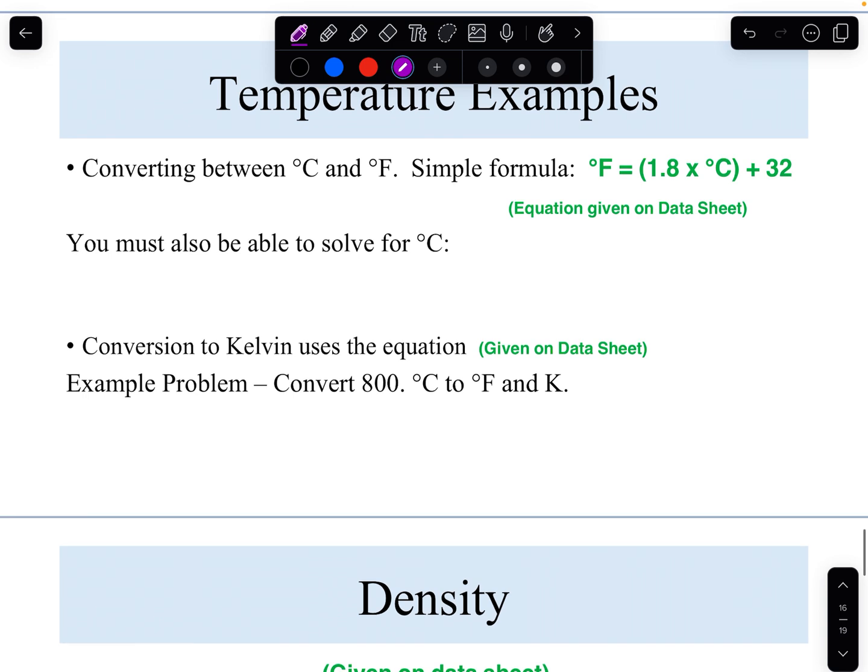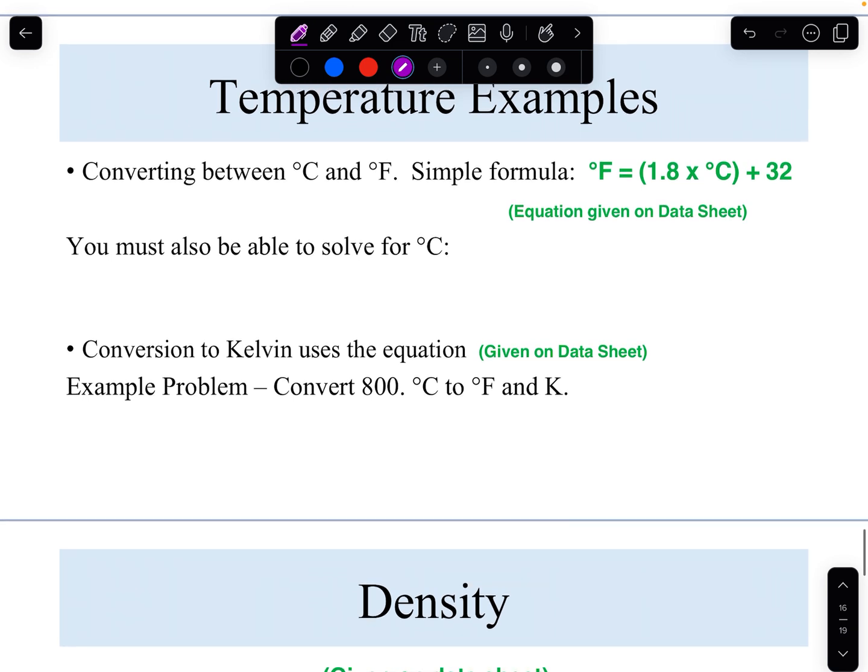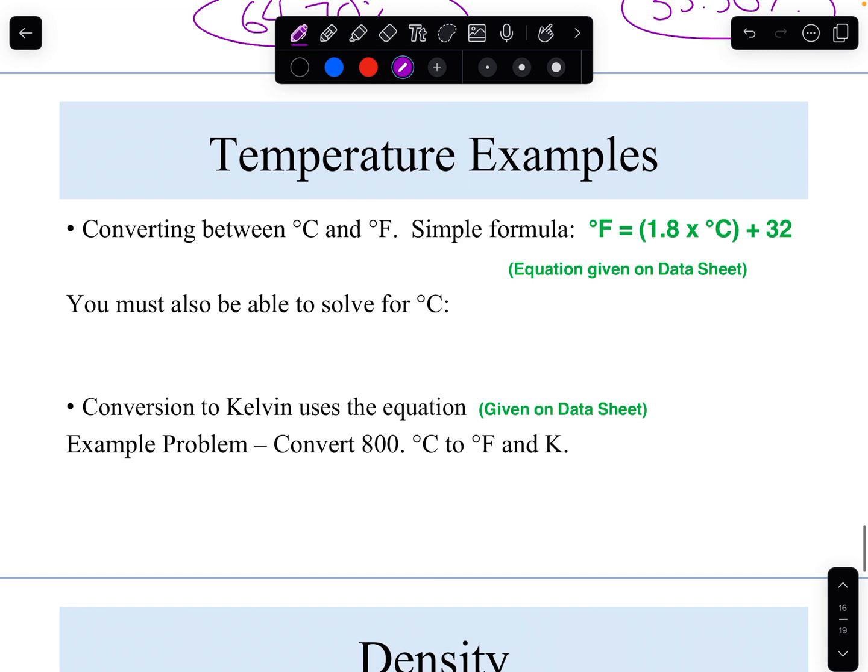All right. Now we're going to look at temperature, and we'll finish with density. So our temperature here, you are given these equations on your data sheet. The F is the Fahrenheit, the C is the Celsius, and the K is the Kelvin. The equation for Kelvin, for some reason, is not shown here. I will write that. Kelvin equals degrees Celsius plus 273.15, and again, you will be given that. Okay? Now, you must also be able to solve for Celsius.